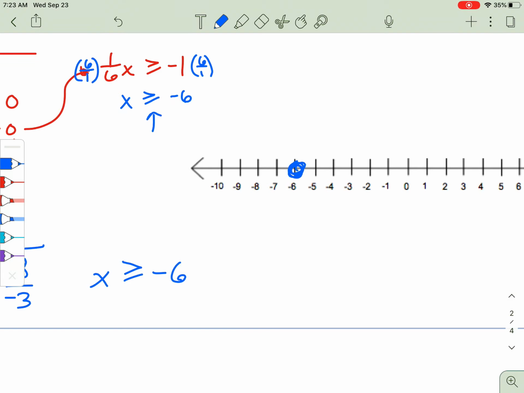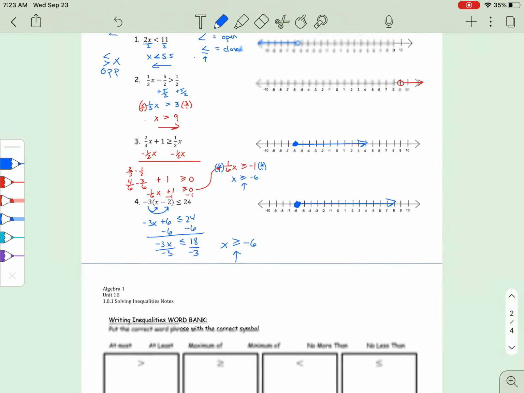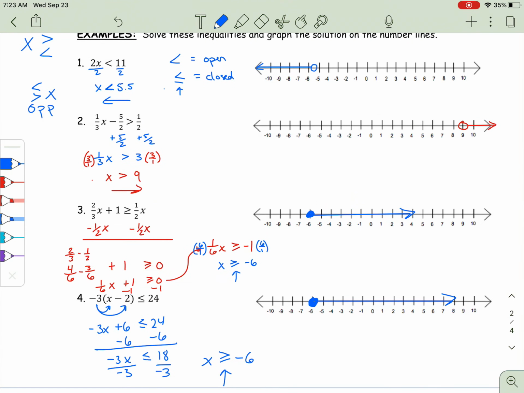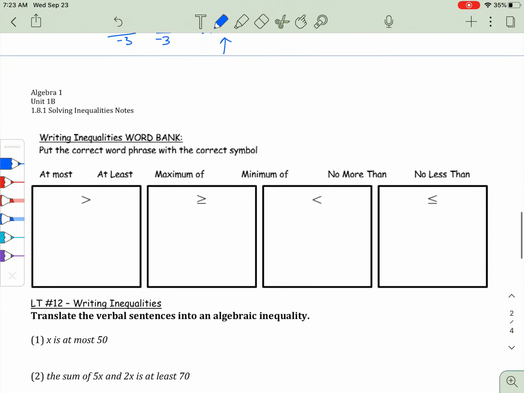Okay, so now -6, there's a line underneath the greater than symbol, so we're going to fill it in. And since x is on the left, it points to the right, we're going this way. Okay? So, if any of that was too fast, pause the video, rewind, go back, watch it again, make sure you get it, make sure you understand why.